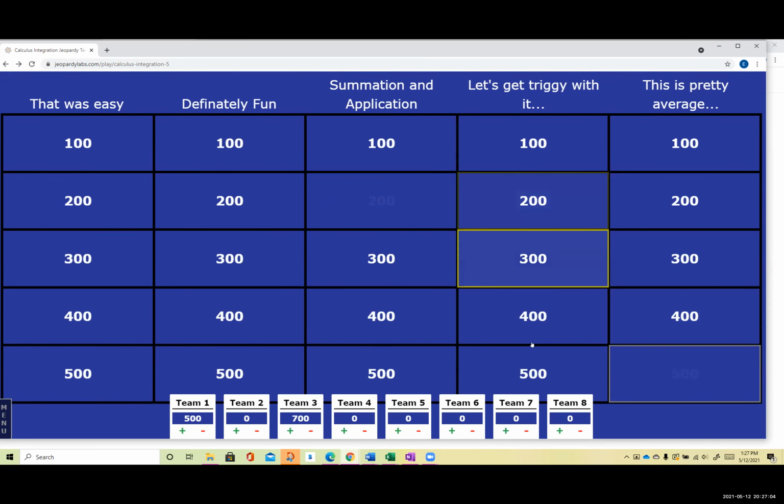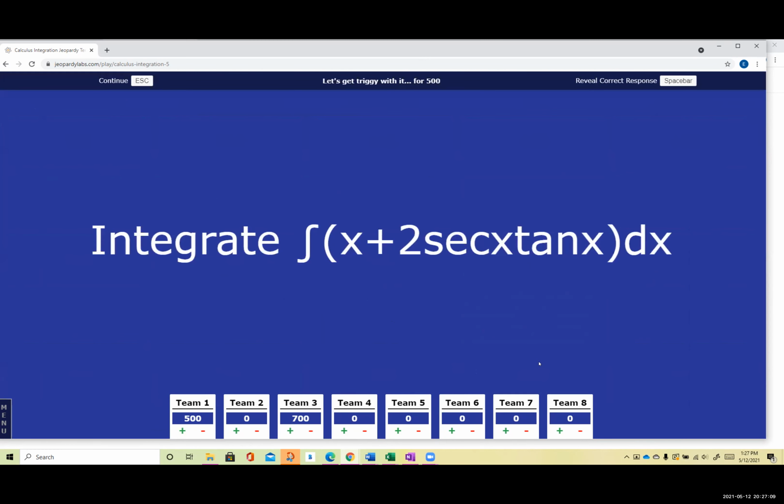So trig for 500. You're shooting for the big guns. Okay, so integrate the following: x plus 2 secant x tan x dx.